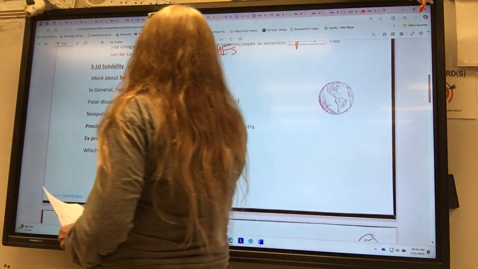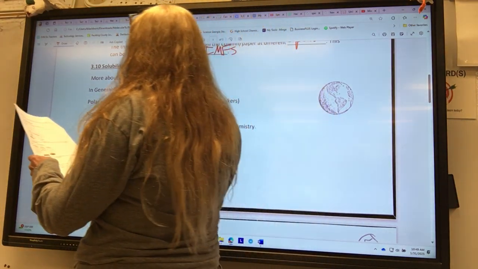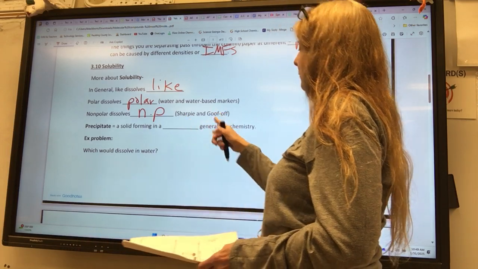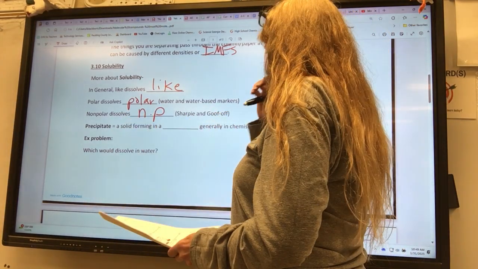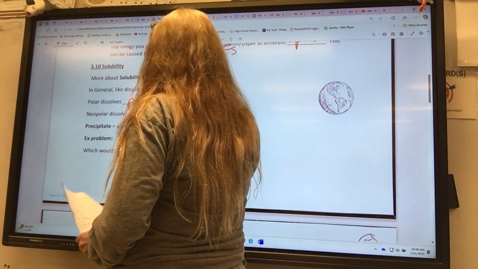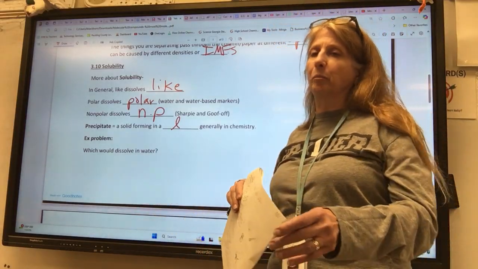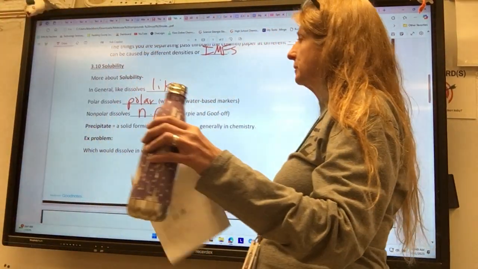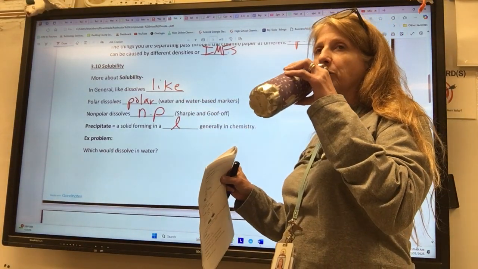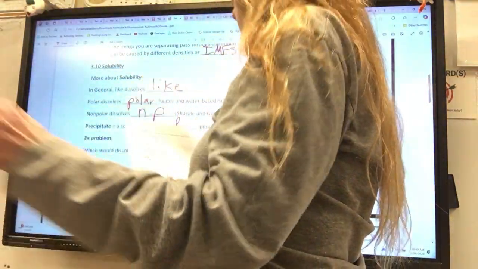So polar dissolves polar, like water and water-based markers. Nonpolar dissolves nonpolar, like Sharpie. You can get Sharpie off with Goof Off. They're both nonpolar. So another word we need to know for this is precipitate. That is, in general, in chemistry class, a solid forming in a liquid. But on the weather, they talk about snow and rain being a precipitate because that's a different phase forming in a gas also. But in chemistry, it's usually a solid forming in a liquid.